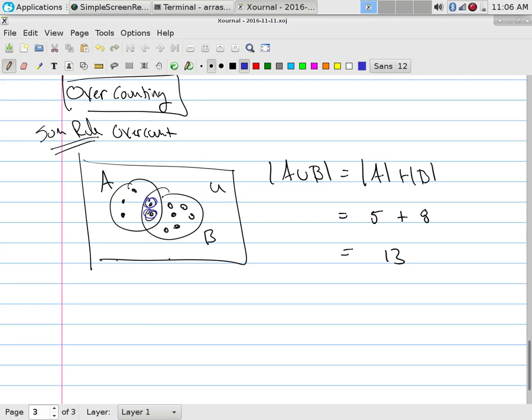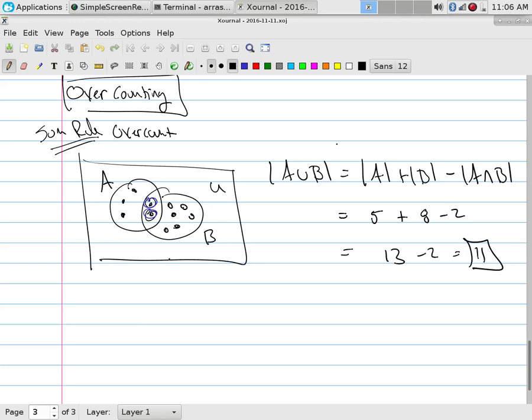Do I subtract them or do I subtract one of the overcounts? I would subtract the two one time. So basically what I would do is take away the counting of them in B as I've counted them up. So a sum rule overcount says simply take away the intersection and we get the appropriate number.